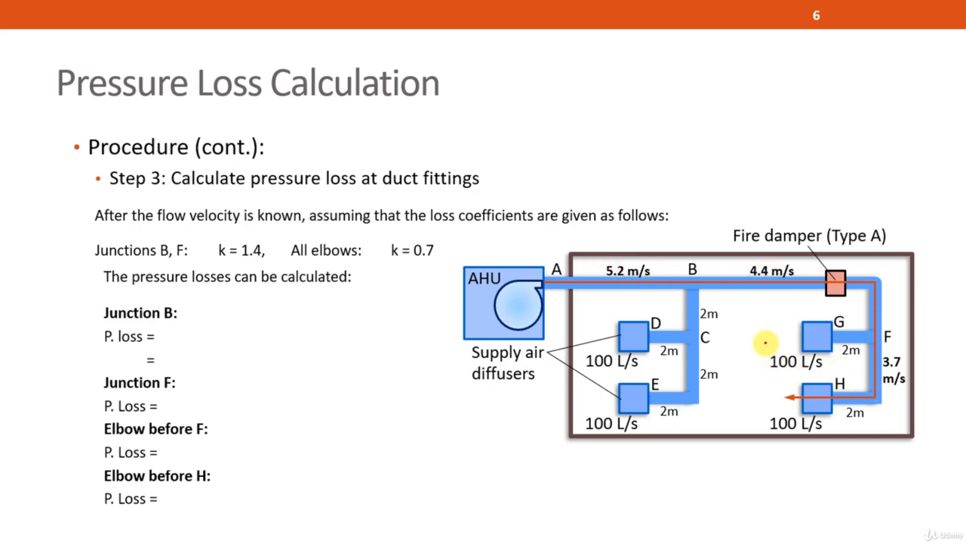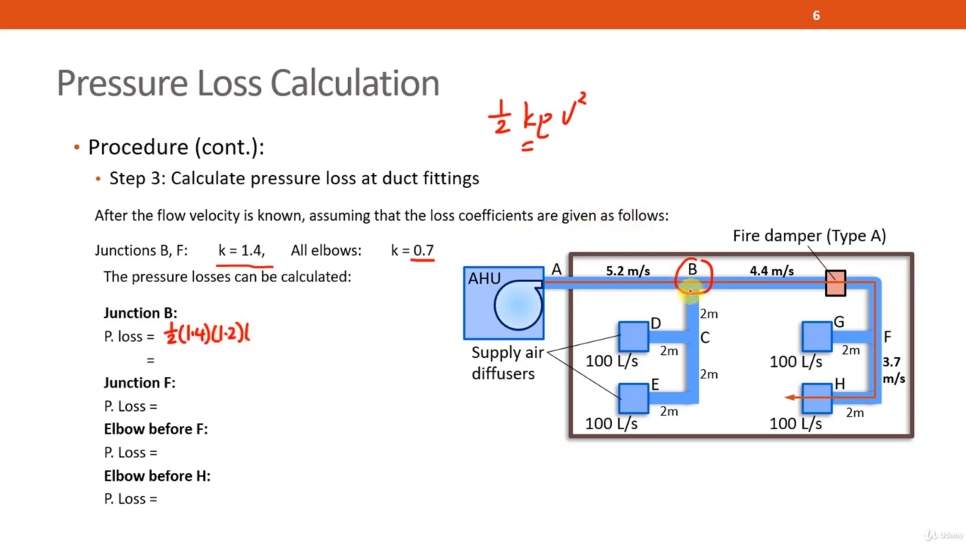Let's calculate the pressure losses at the different duct fittings. For the junction loss at point B, the general formula is half K rho V squared. Let's say you know the K value: the K value for a junction is 1.4, and for the elbows is 0.7. So the pressure loss at junction B will be half times the K value, which is 1.4, times the air density, which is 1.2, times the velocity.